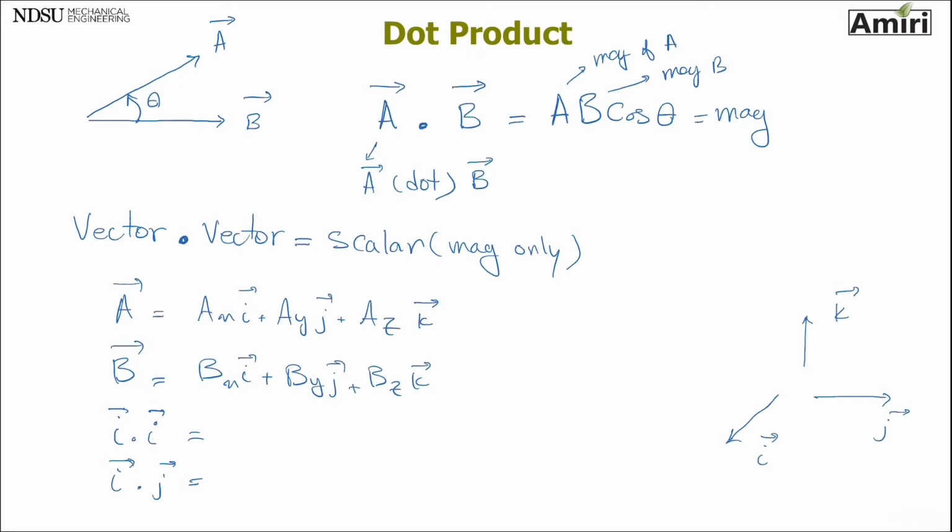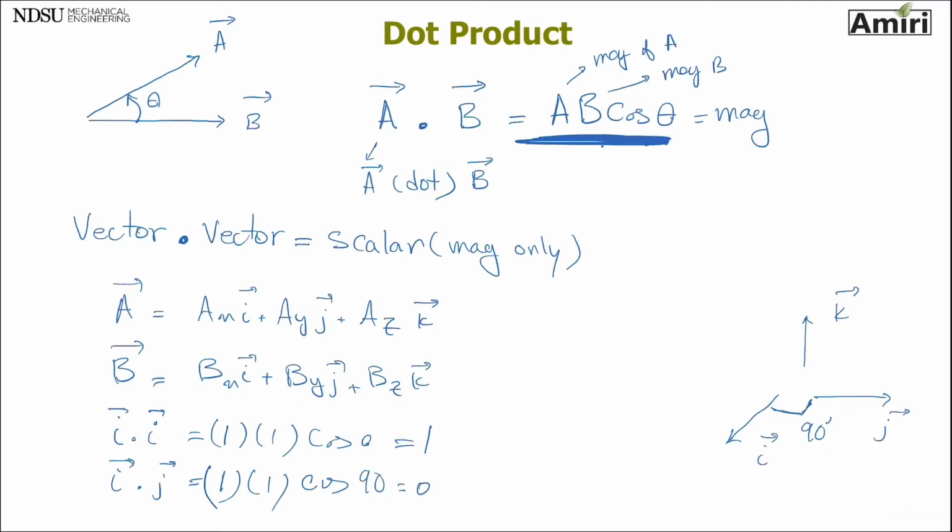So let's go based on our main equation because that's all we know so far. A dot B is magnitude of A, magnitude of B, cosine of the angle between them. Magnitude of I, what is it? Well, it's a unit vector, so it's 1. Cosine of the angle between I and I is 0. Cosine 0 is 1, so the result is 1. So I dot I is 1. Now let's see I dot J. Magnitude of I is 1. Magnitude of J is 1. Cosine of the angle between I and J, which is how much? 90 degrees. Cosine of 90 is 0, so this will result in 0.